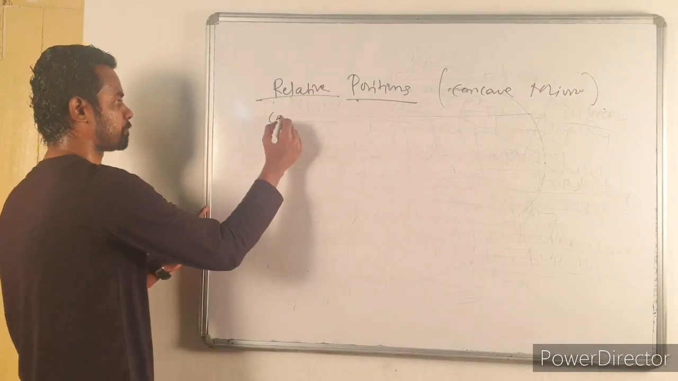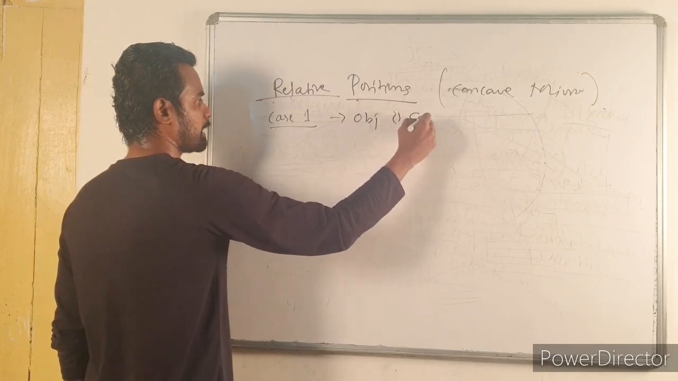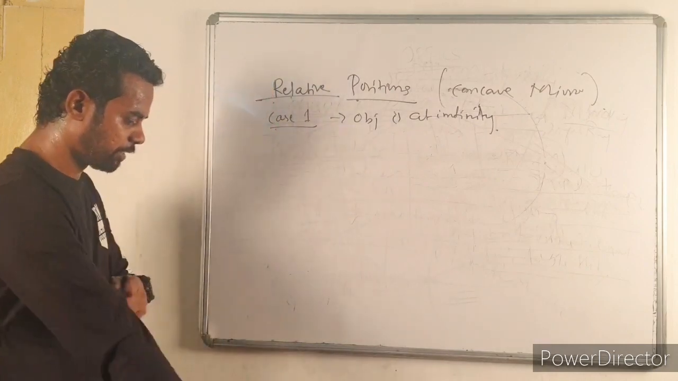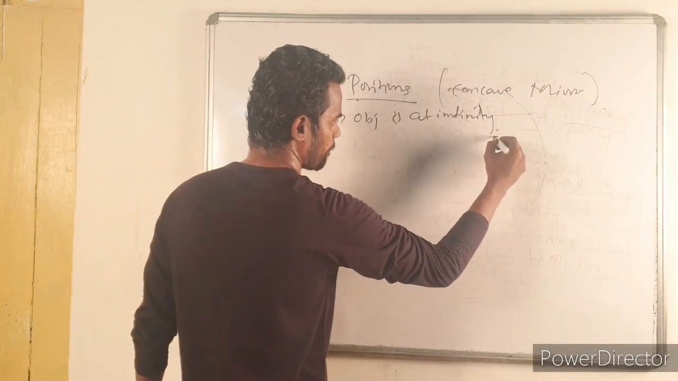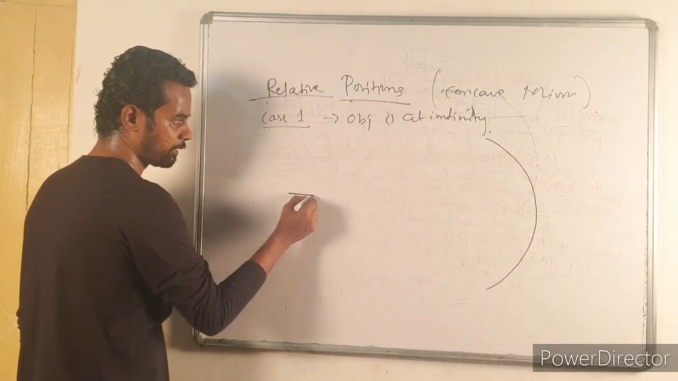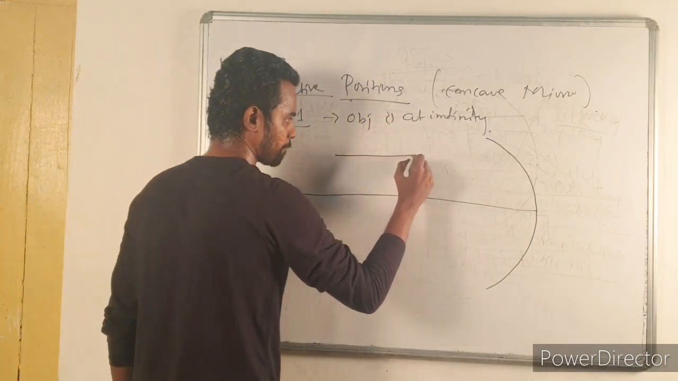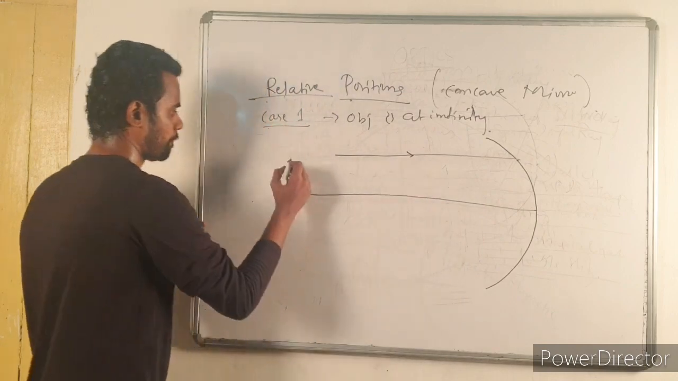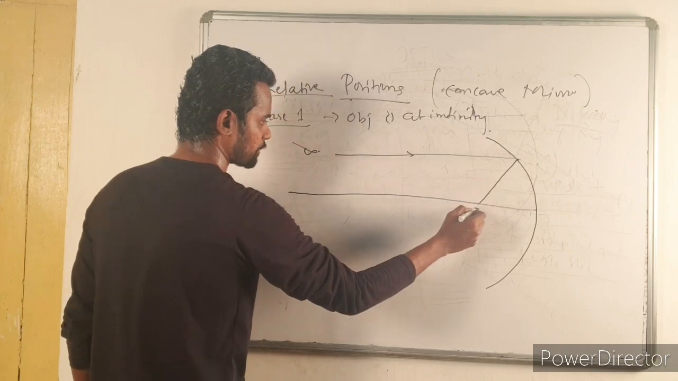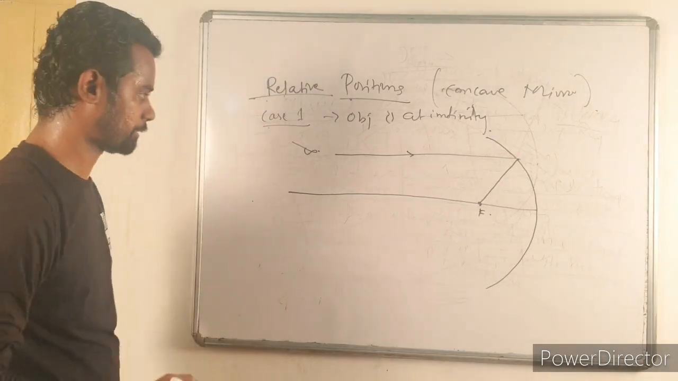Case 1, when the object is at infinity. If the object is at infinity, we will assume that the rays coming from it will be parallel to the principal axis. In this case, they will pass through the focus and form a point image.